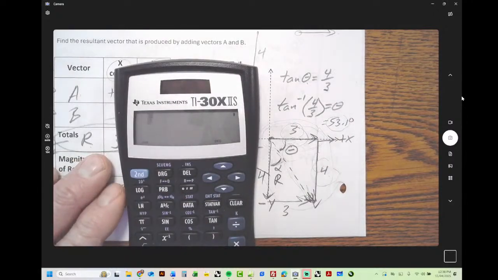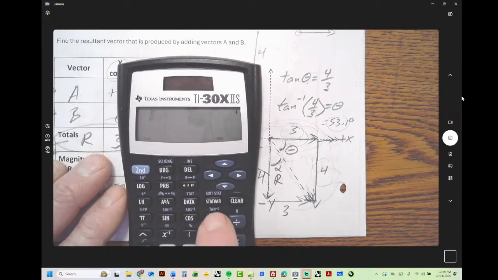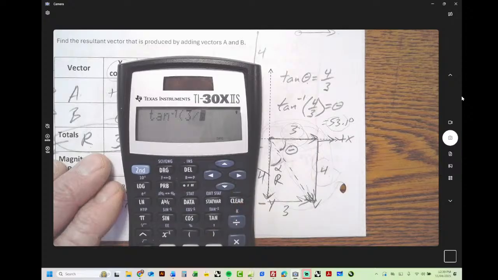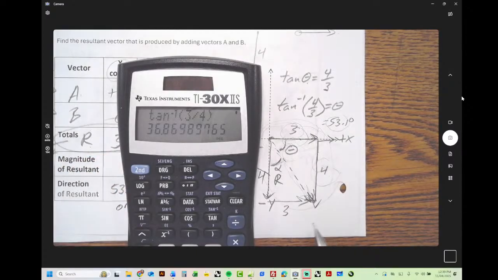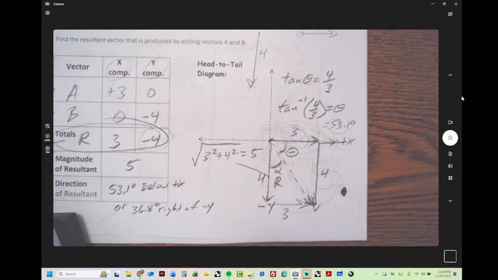What's the relationship between the inverse tangent of 4/3 and the inverse tangent of 3/4? Inversely proportional. They're complements. They add up to 90. So 3 divided by 4. So the 3 and the 4 are inversely proportional to the 4 and the 3, but the angles are complements. Yeah. So that angle, that alpha, would be 36.8.